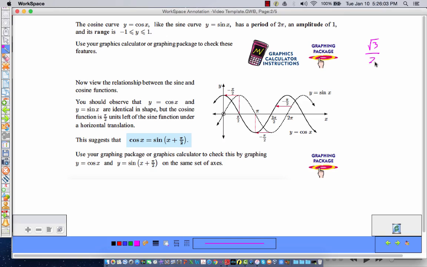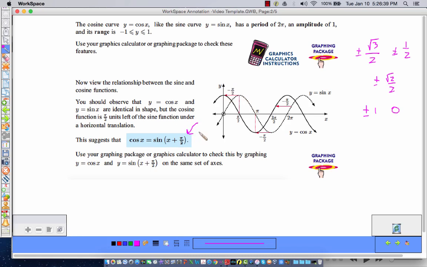Our values are root 3 over 2, plus or minus 1/2, plus or minus root 2 over 2, plus or minus 1, and 0. That's all we use to graph the unit circle. So for cosine or sine, it's going to be one of these. And with the symmetry of the unit circle, it should be obvious to us that the cosine curve is simply the sine curve translated to the left, and that's going to be pi over 2 units.